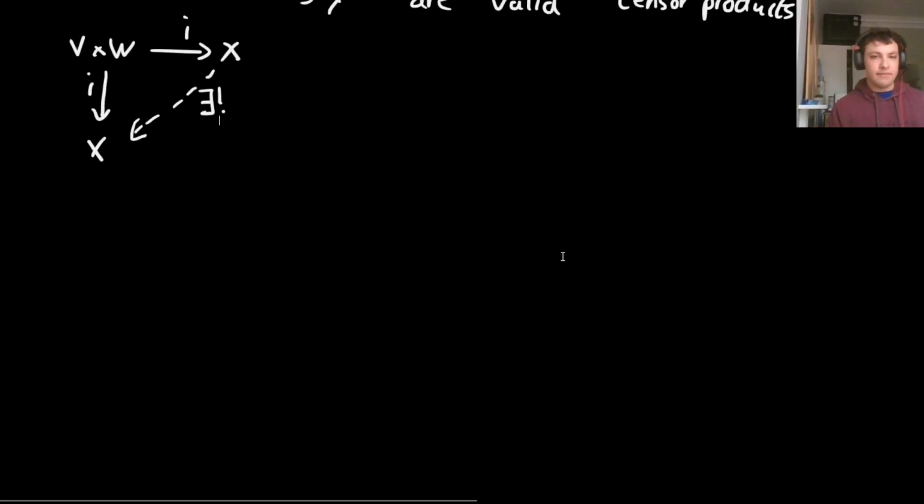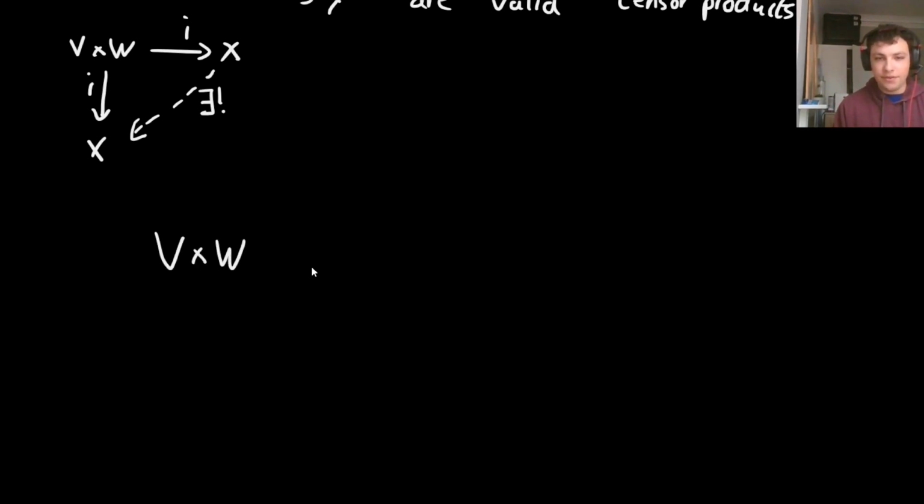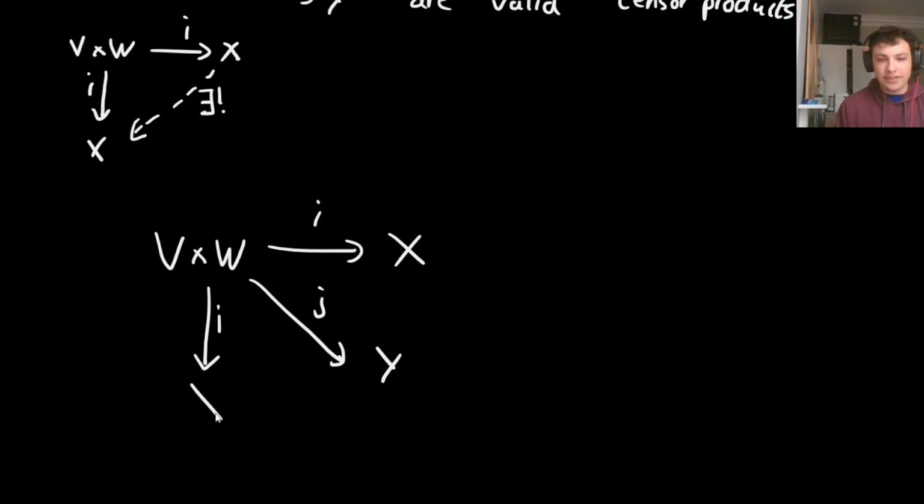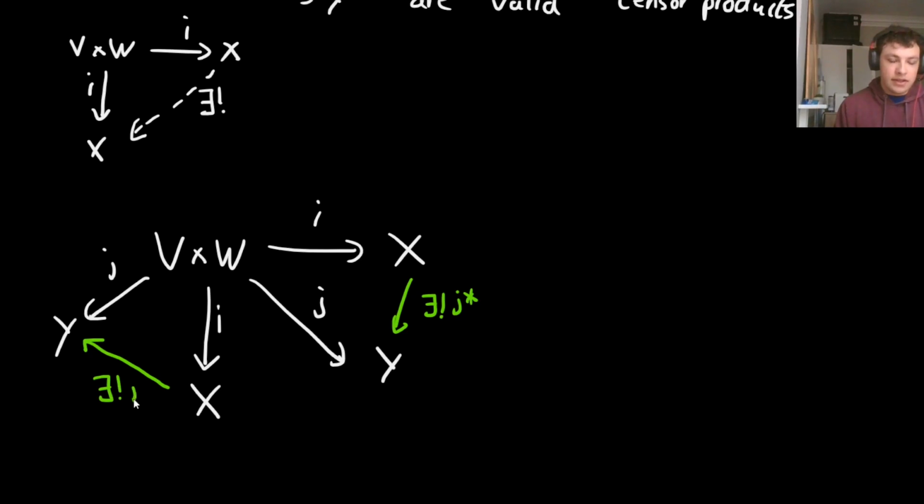Now, what we can do is have v cross w. We're going to have an I coming out here to an x, and a j into a y here. We're going to have an I down here into an x, and another j into another y here. Now, because j is bilinear and x is a tensor product, there is a unique j star that makes this work. And obviously that must also be j star, because we've got the same diagram.